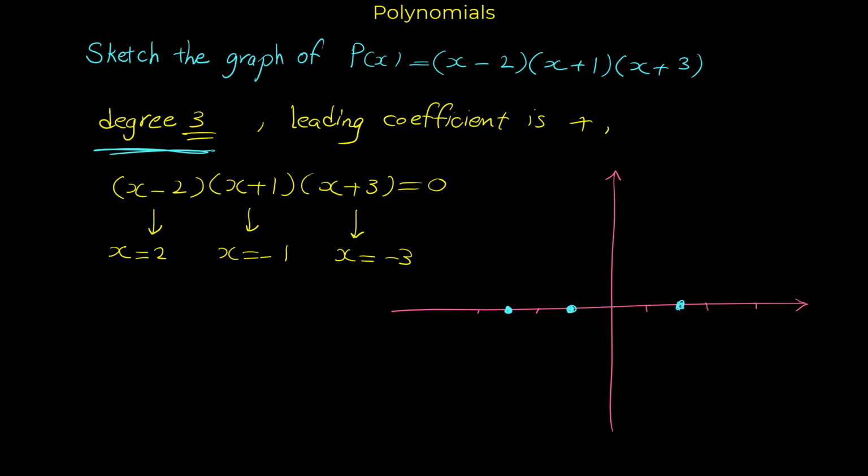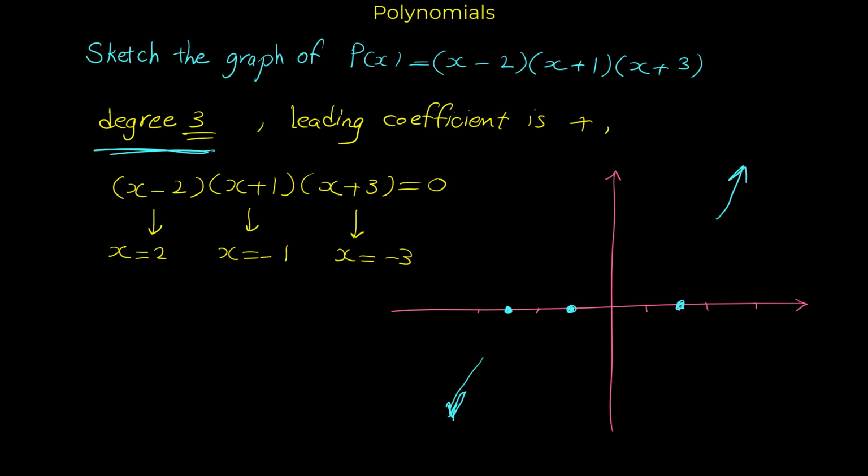This polynomial is of degree 3, and as we discussed before, when the degree of a polynomial is odd, the ends of the graph of the polynomial are going in opposite directions. When the leading coefficient is positive, the right end is going up and the left end is going down in the third quadrant. So the right end is going up this way, the left end is going down here.